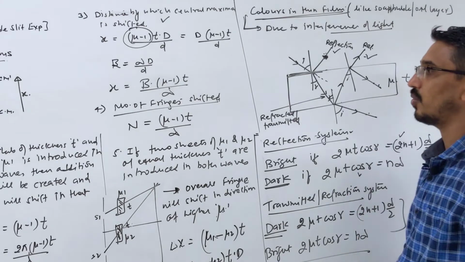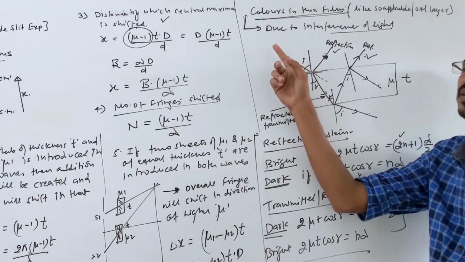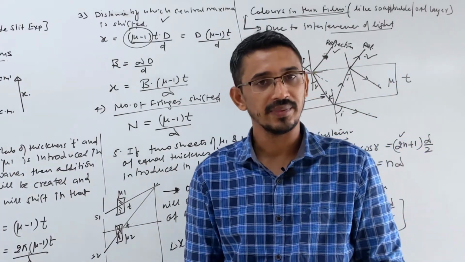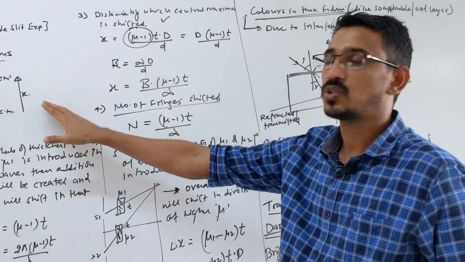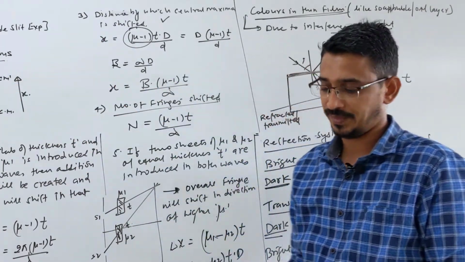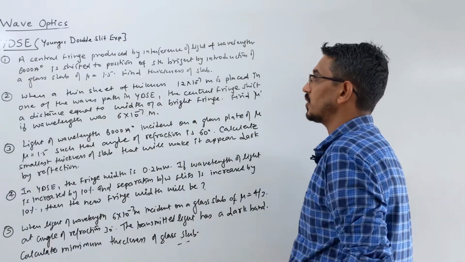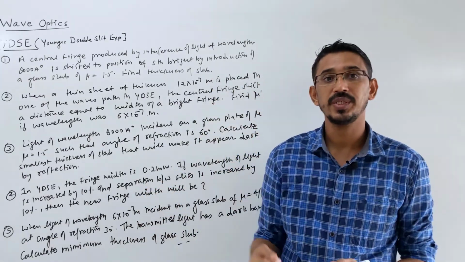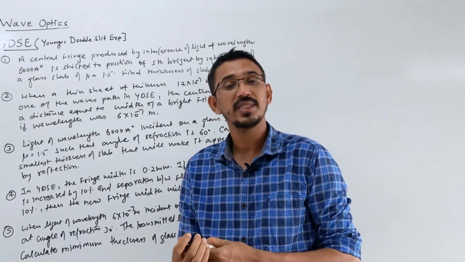They never ask any question here, but a theory question was asked that colors in thin film are seen due to what? Interference of light. This is important, so I will do some questions on this combined with the previous part. So we have some problems now based on our recent topics: thin film, introduction of the sheet, and the colors in thin film.